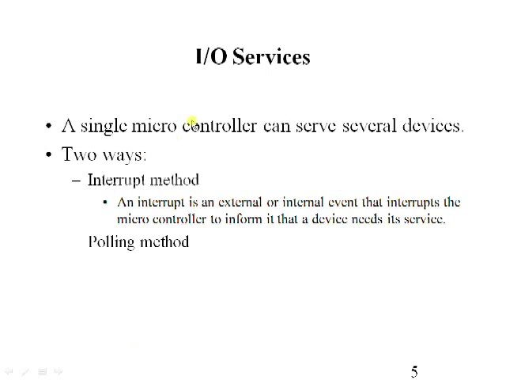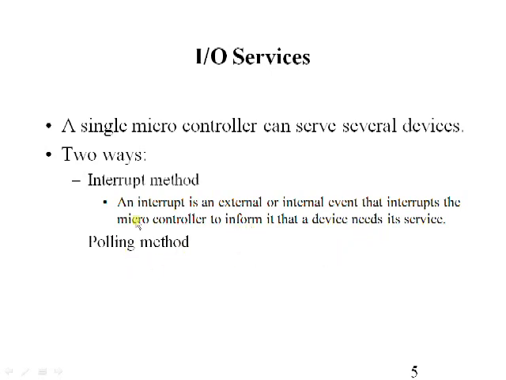Now, how are the input output services provided by the processor to the peripherals? As we know, all the peripherals along with the processor are connected to the system bus. If any peripheral wants the service of the processor, then it requests the processor. But how is the processor going to recognize that a peripheral requires its service or not? That is done in two ways: one is the interrupt method and the other is the polling method. An interrupt is an external or internal event that interrupts the microcontroller to inform it that a device needs its service. So an interrupt can be an external signal or an internal signal which disturbs the processor to intimate that the device requires its service.